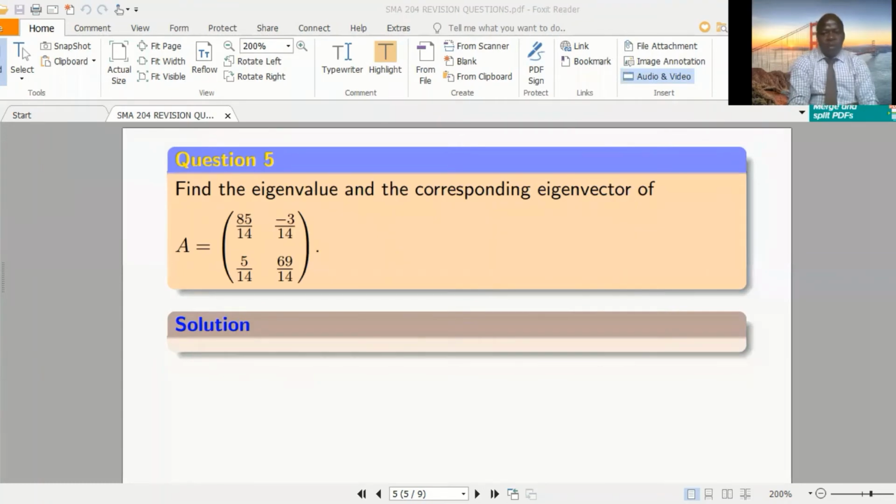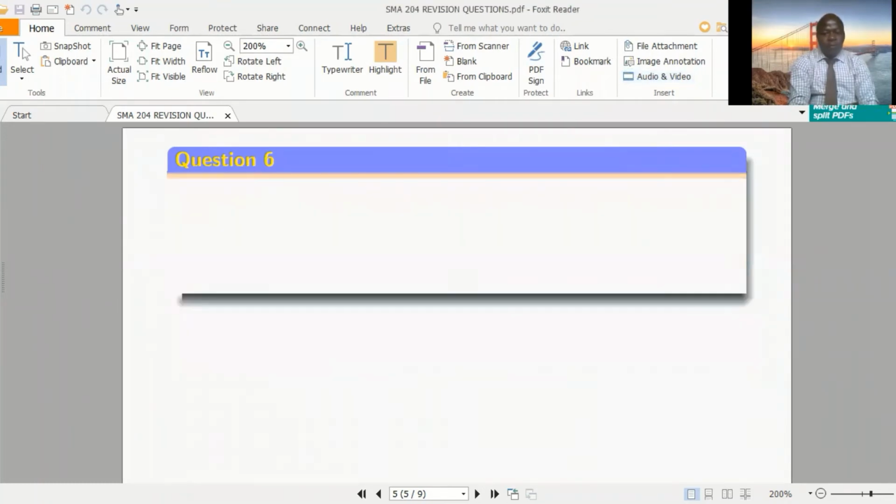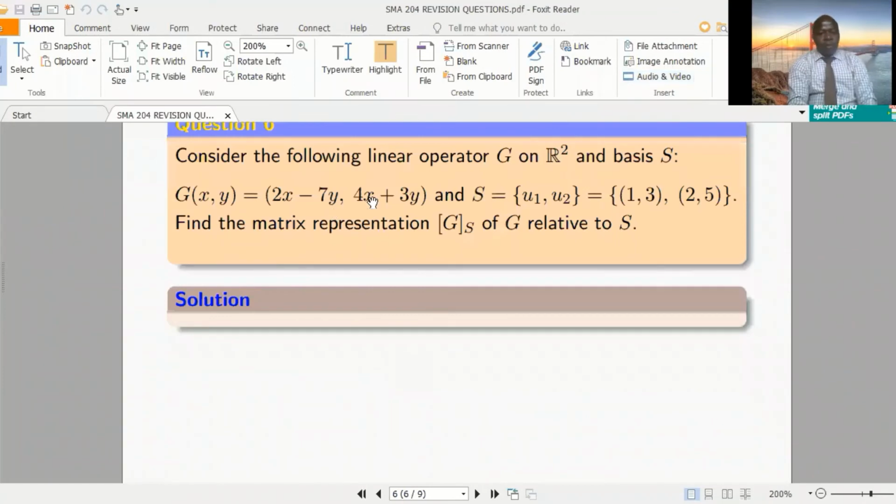Let's look at the next question. Consider the following linear operator G on R2 and basis S, which is given. The basis S is given by that, and the operator G is defined as shown. Find the matrix representation of G relative to S.